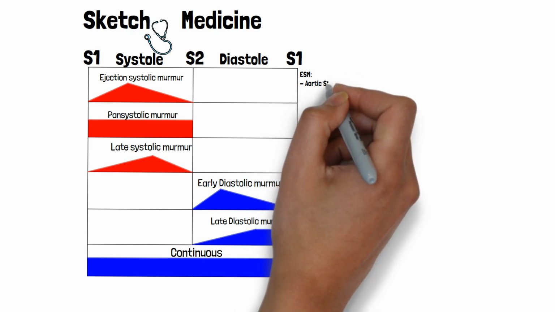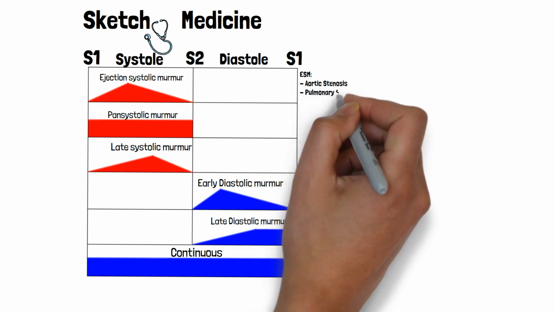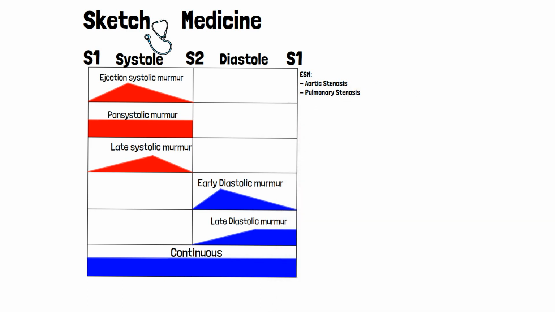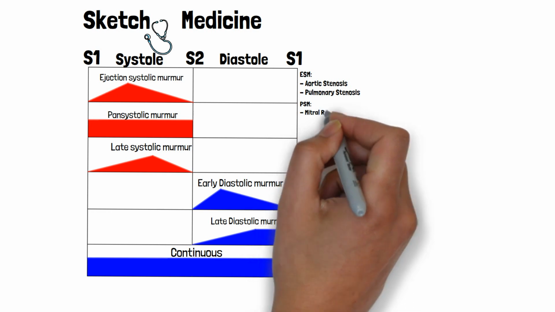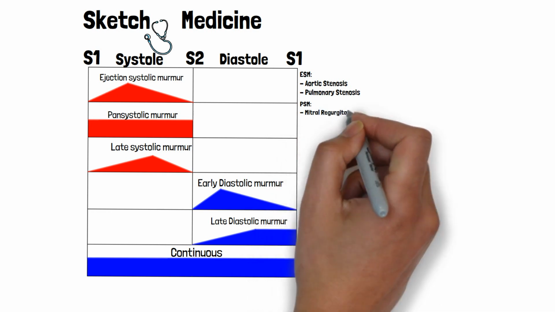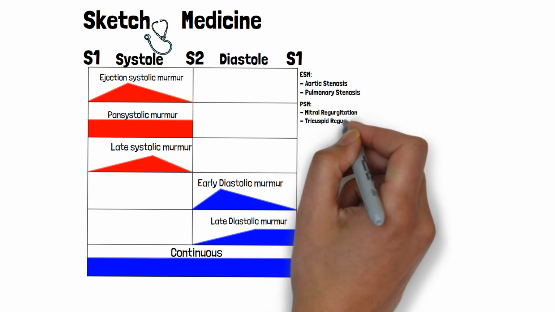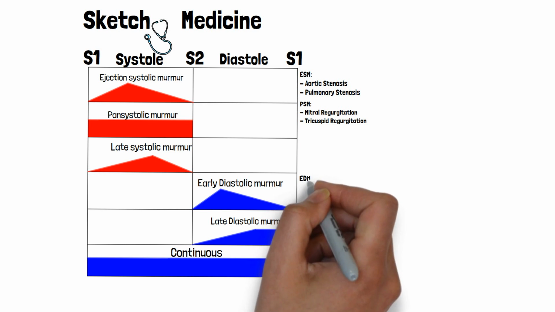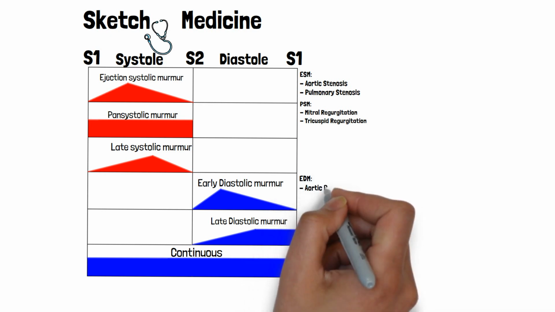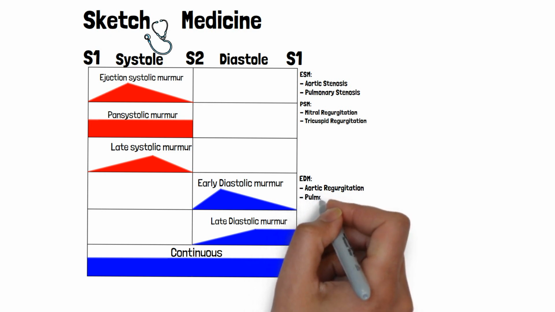With ejection systolic murmurs, you have aortic stenosis and pulmonary stenosis. Pansystolic murmur, you have mitral regurgitation as well as tricuspid regurgitation. Now we'll touch on late systolic murmurs a bit later. With early diastolic murmurs, you have the aortic regurgitation murmur, followed by the pulmonary regurgitation.